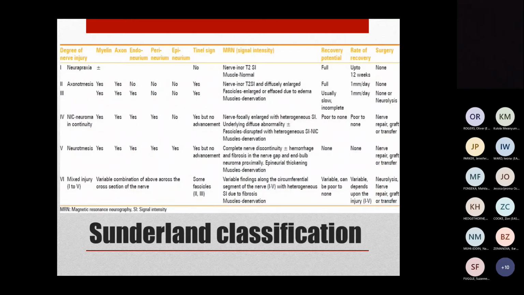The Sunderland classification describes the different findings that occur after nerve injury, and we can appreciate that in neurotmesis, there is complete nerve discontinuity with a nerve gap and an end-bulb neuroma with epineural thickening. And this degree of injury, degree 5, would be compatible with the abnormalities that we've seen here on this MRI scan.